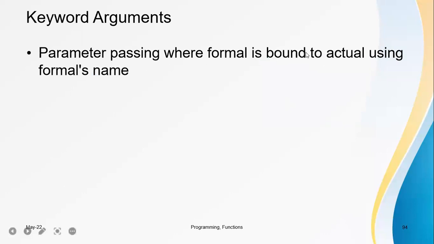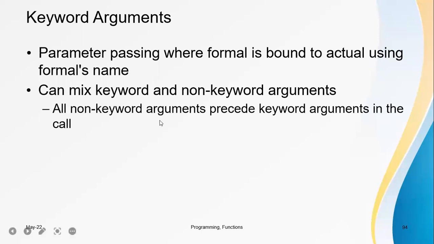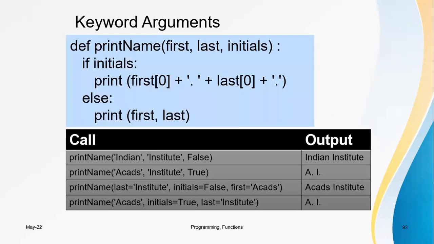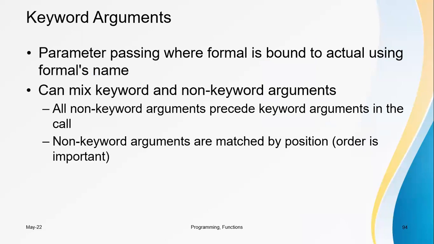Parameter passing, where formal is bound to actual using the formal's name, can mix keyword and non-keyword arguments. All non-keyword arguments precede keyword arguments in the call. So first non-keyword arguments, then only keyword arguments should follow. It should be matched by position. See the previous example. First, last, initials. See here, I have given last, initials, first, all. So that's what it is. All non-keyword arguments are matched by position.